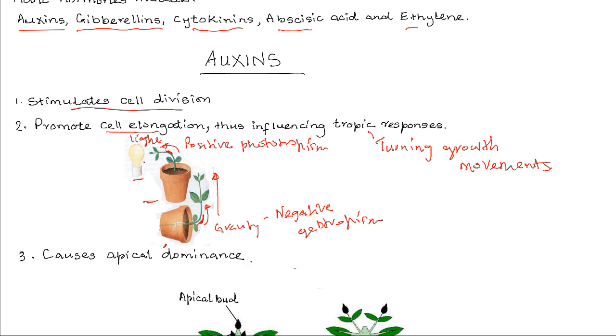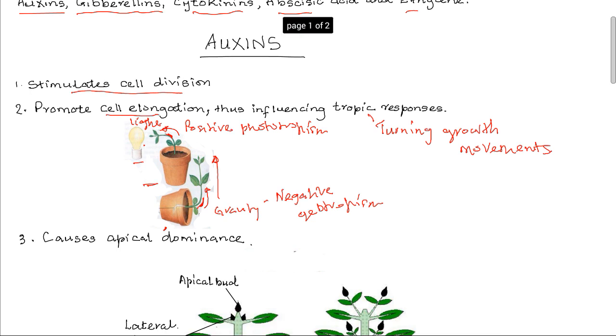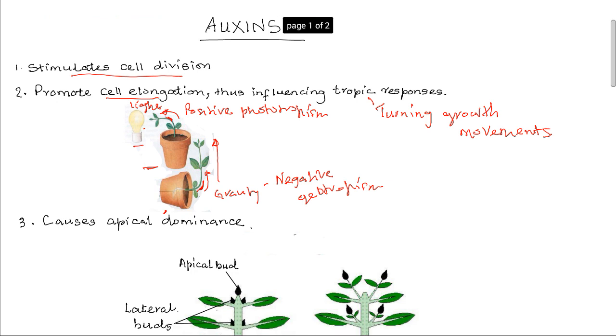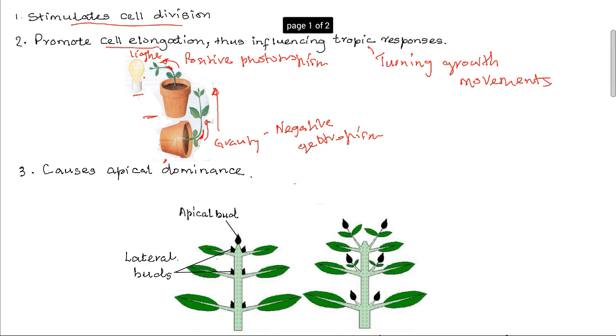And of course, cell elongation also contributes to the increase in length of the plant and also increase in the circumference. Another critical role of the auxins is the effect on the development of the lateral buds. The presence of the apical bud inhibits the development of the lateral buds into side branches. That phenomenon is known as apical dominance.